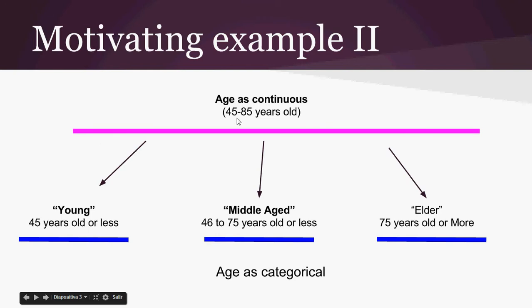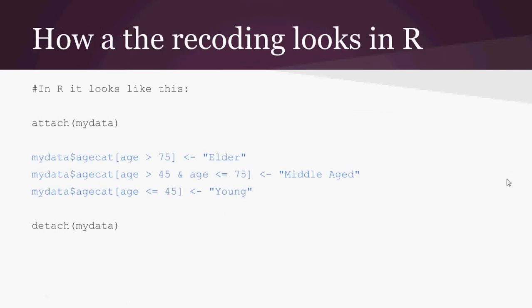So actually it's the same thing that I mentioned before. You have age as continuous. Suppose people go from, sorry, it's wrong here, it's 35 to 85 years old, and we divide them in these three different groups. This is the code, how it looks like in R. It's very simple, using the R syntax.